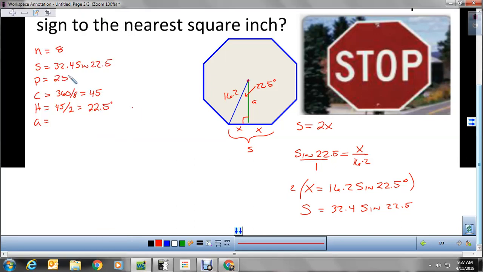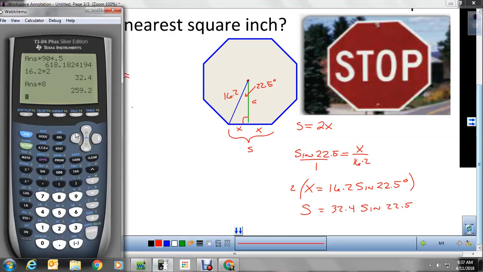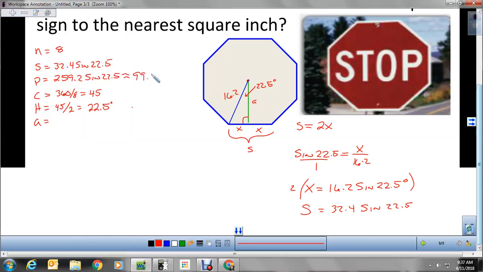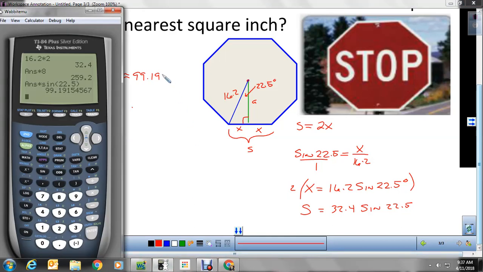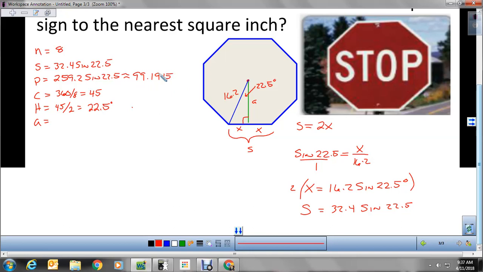So 259.2, and bring down the sine of 22.5. Now at this point, you can calculate that decimal equivalent. So we'll go back to our calculator. 259.2 times the sine of 22.5. That's going to give us the number 99.1915. So we'll write 99.19, and that was 15. So that is our decimal equivalent that we'll use for the perimeter.